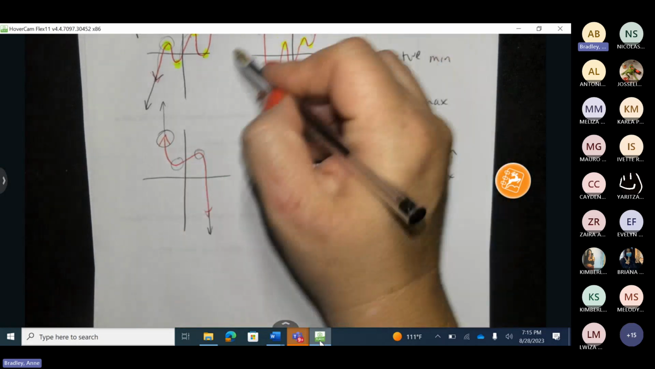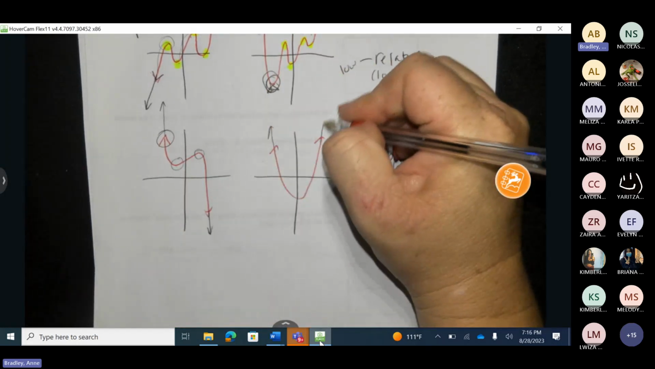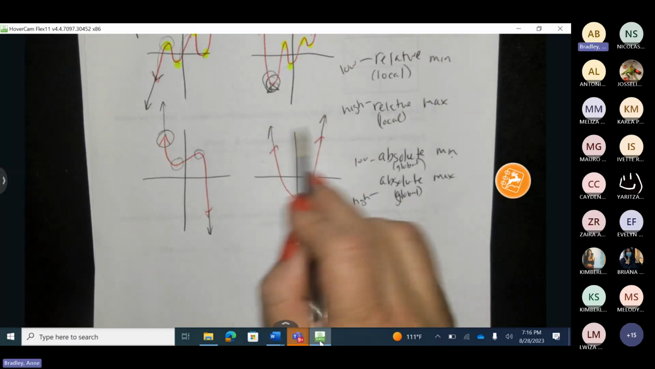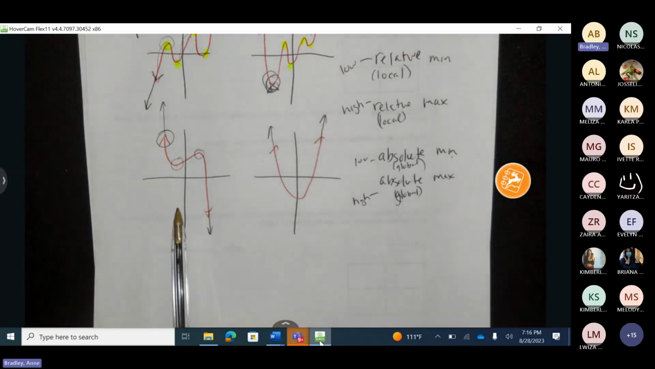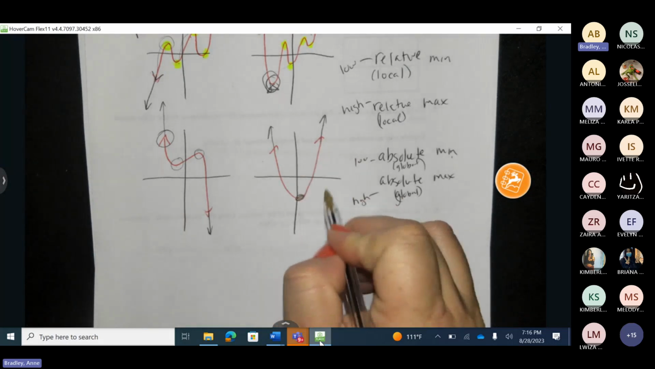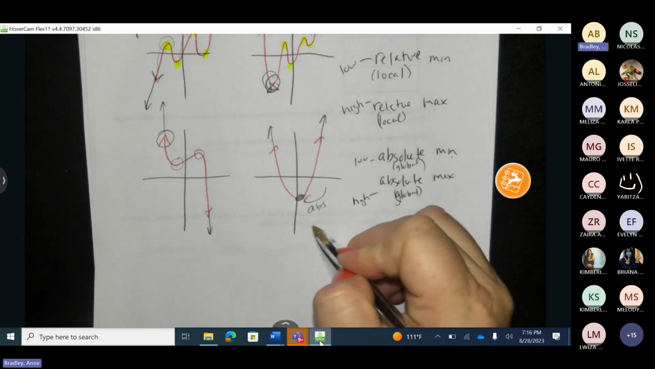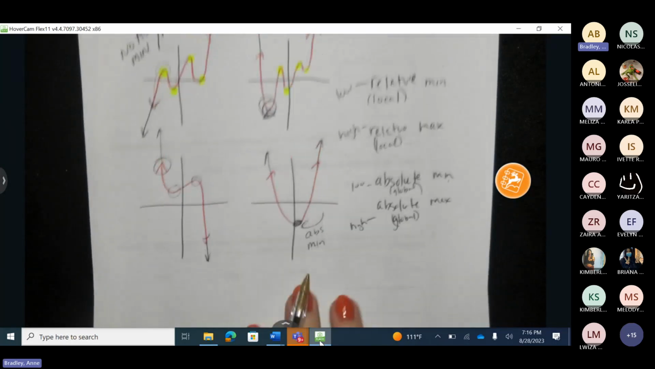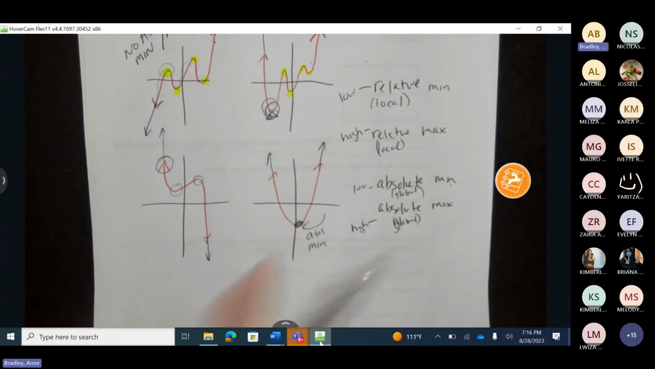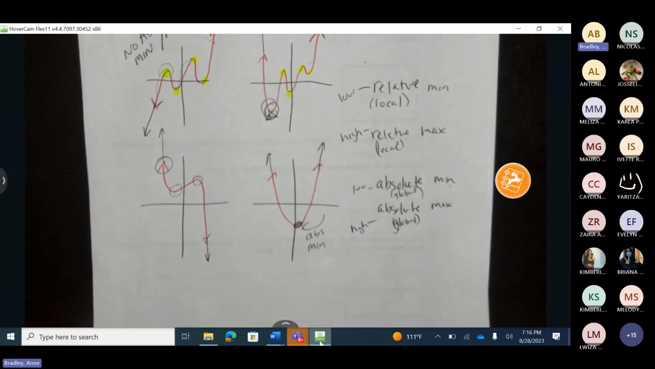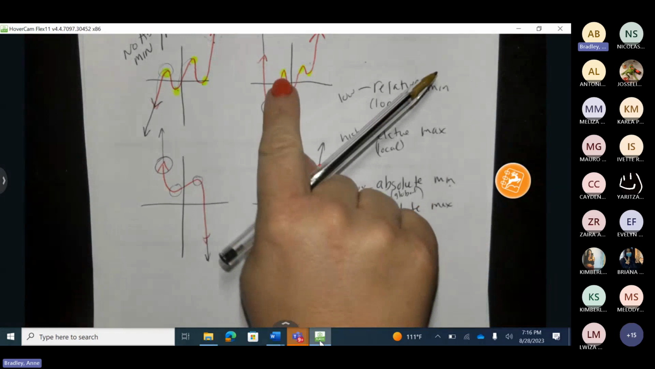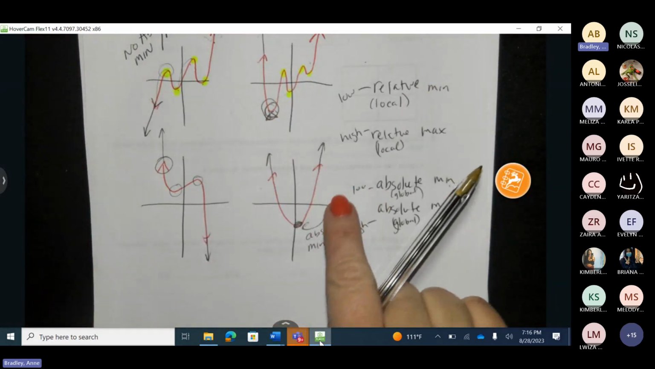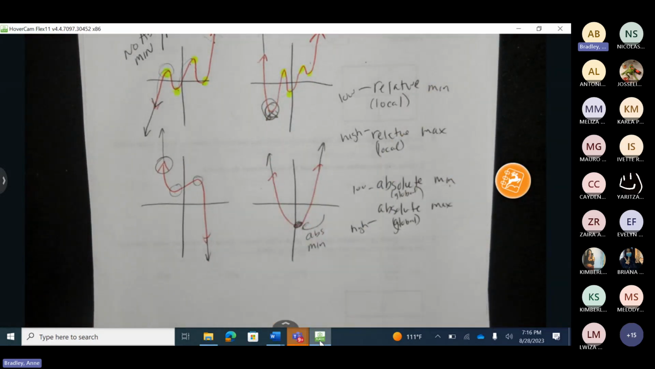Over here, same reason. We don't have a high point that stands out from all other points. So there's no absolute maximum, but we do have a low point. So this would be an absolute minimum. And you may be saying, well, what about the relative? Well, over here, there's not as many turns. Those turning points we'll talk about later on, but there's not as many turns to have still high and low points, just not the highest. So this only has an absolute minimum.